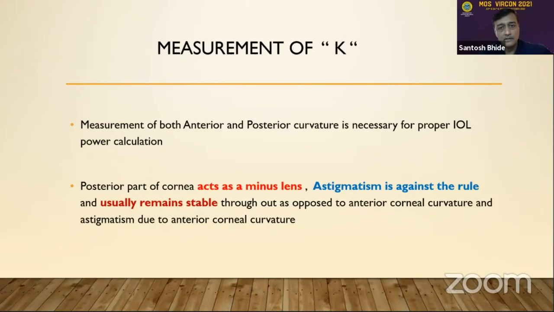Measurement of K reading, Dr. Suvira has explained excellently about K readings, but one has to measure anterior as well as posterior curvature for proper IOL calculation. Few words about posterior curvature of the cornea. It acts as a minus lens, and astigmatism is against the rule, which usually remains stable throughout the life, as opposed to anterior corneal curvature, which keeps on changing with age.